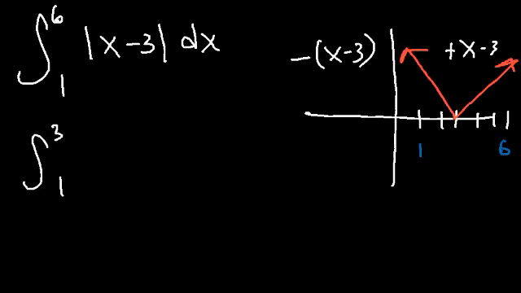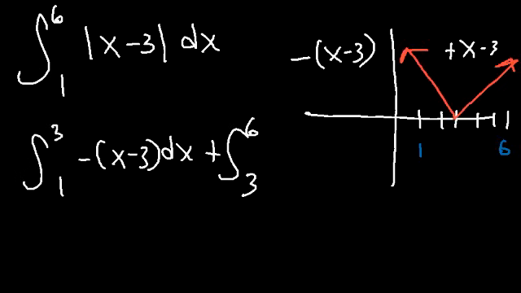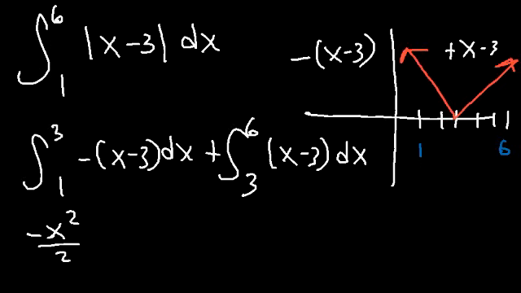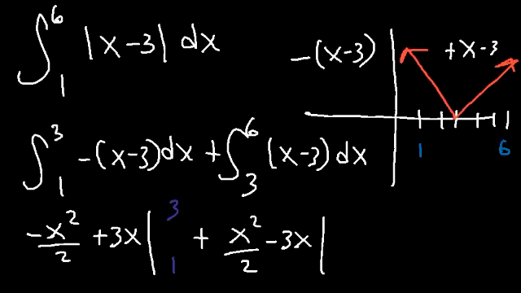So from 1 to 3, we need to use negative x minus 3. And from 3 to 6, we need to use positive x minus 3. So the integration of negative x is negative x squared over 2, if you distribute the negative sign. And then for positive 3, it's going to become positive 3x, evaluated from 1 to 3. Now for the second part, it's going to be x squared over 2 minus 3x from 3 to 6.